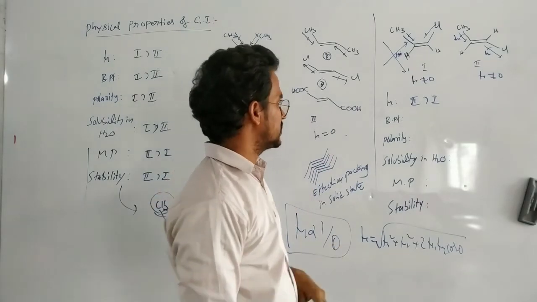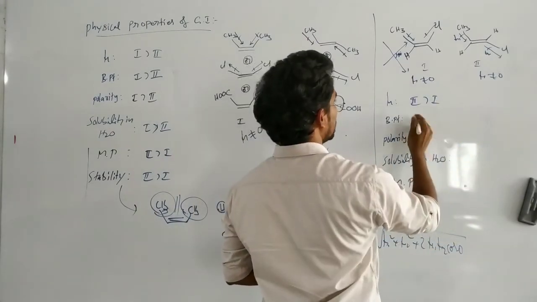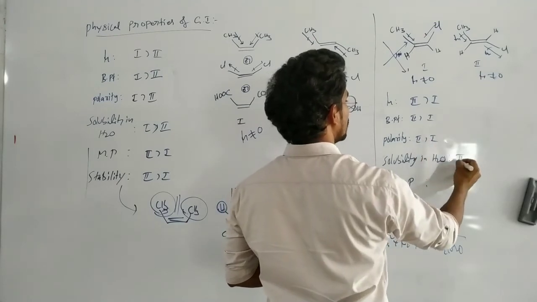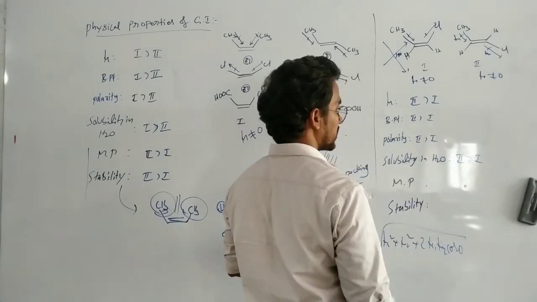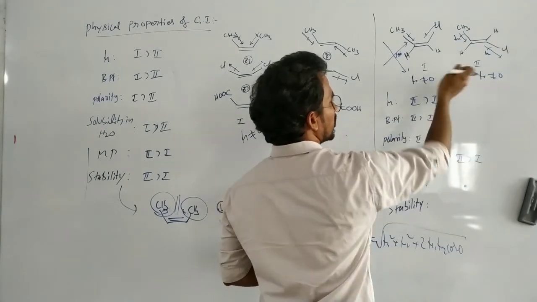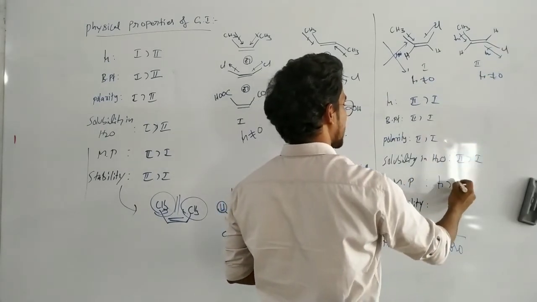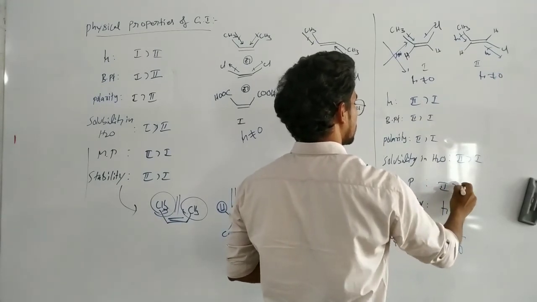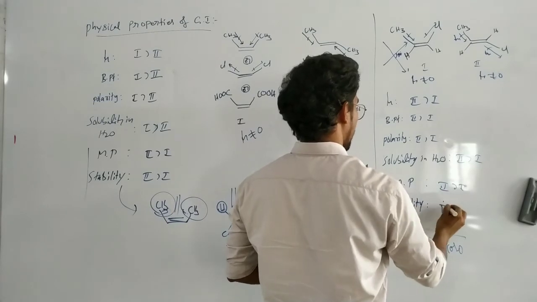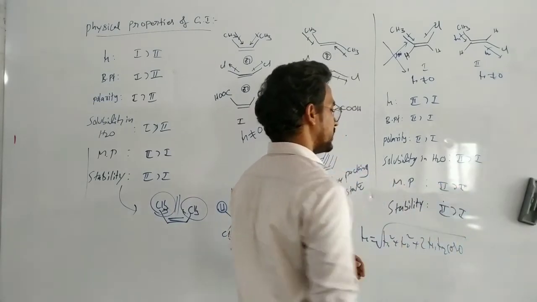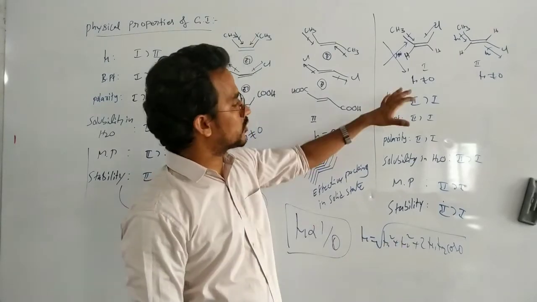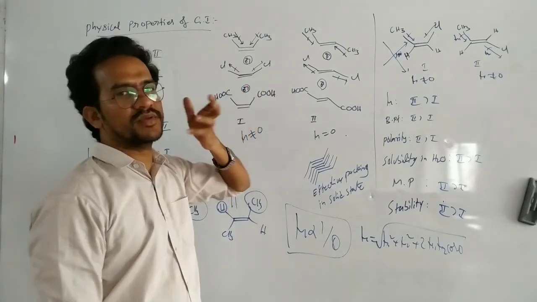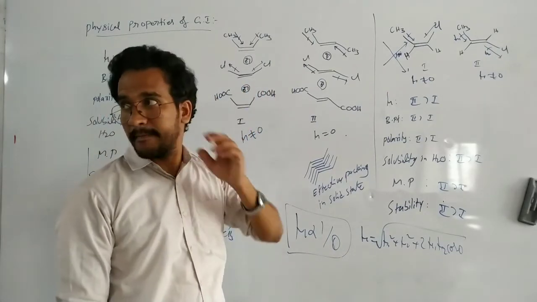So the second compound has a higher dipole moment. Then boiling point: 2 has a higher boiling point. 2 has a higher polarity, and 2 is more soluble in polar solvent like water because it is a more polar compound. And melting point, trans has a higher melting point. Stability, trans has a higher melting point and stability. All these properties are for the trans. But in this case it is different when similar groups are attached.